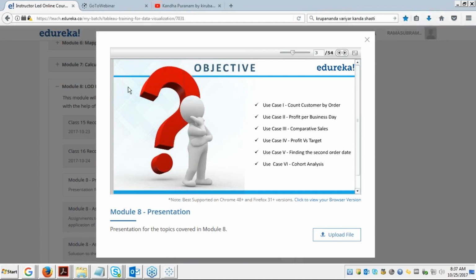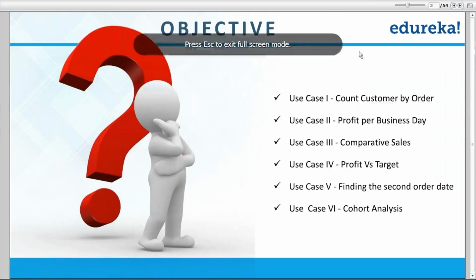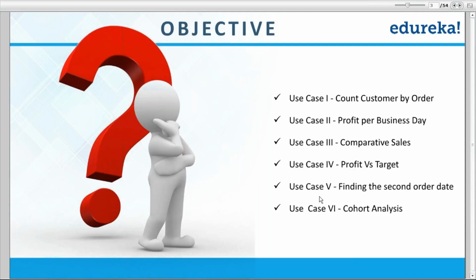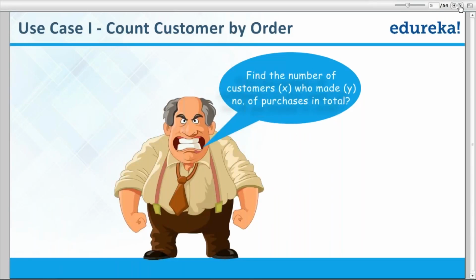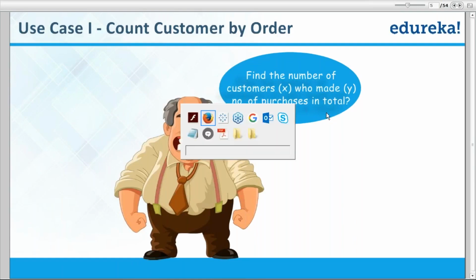Okay. So now coming on to the business scenarios where to apply this. These LOD level calculations are going to be used in various scenarios. We are going to see 6 of those scenarios where it is going to be used. Okay, so we'll take scenario number 1 now. The first question is count customers by order. This question is looking very simple: find the number of customers who made Y number of purchases in total.